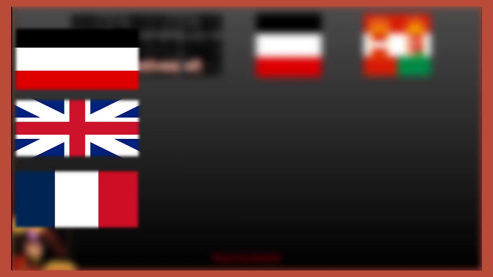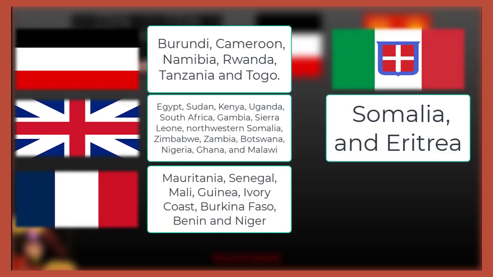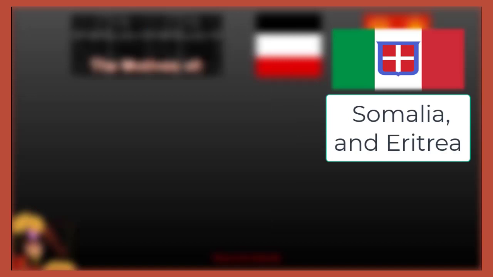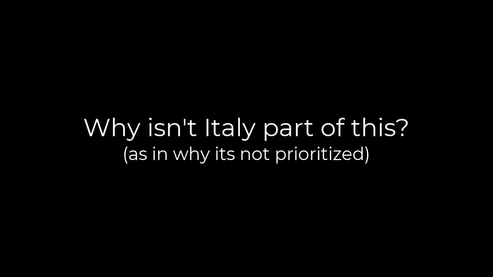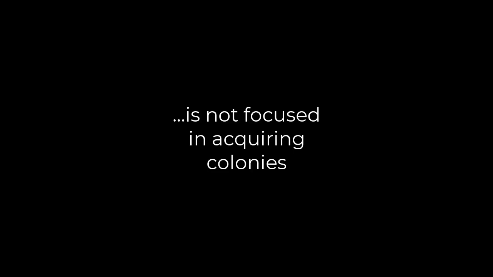So a lot of these other nations like Germany, Britain, France, and Italy got in on the hype. So Italy actually got some lands from this. They annexed Eritrea and Italian Somaliland, which is just a territory of Somalia. Now back to the main point. Why isn't Italy part of this? Well, Italy, although it already had those colonies from Africa, that was already before the 20th century had begun. So in the context of the start of the 20th century, Italy is not focused on acquiring colonies.